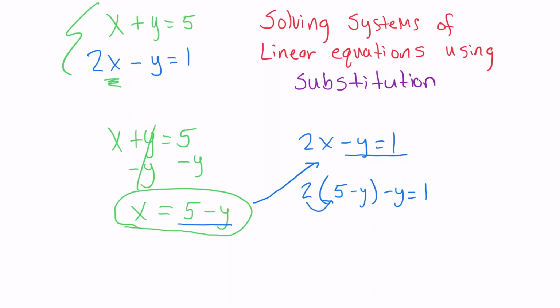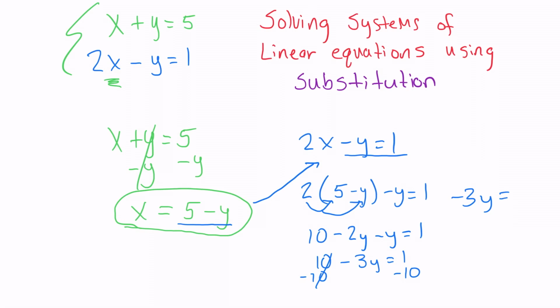2 times 5 and 2 times negative y using our distributive property. This gives me 10 minus 2y minus y equals 1. And we're getting closer to solving. Continue to simplify. 10 minus 2y minus y takes me to a negative 3y equals 1. And then I'm going to use my inverse operation here to move this 10 over to the other side. So I'm going to subtract 10 here, but what I do to one side of an equal sign, I must do to the other. So I will be left with negative 3y equals 1 minus 10, which will take me to negative 9.